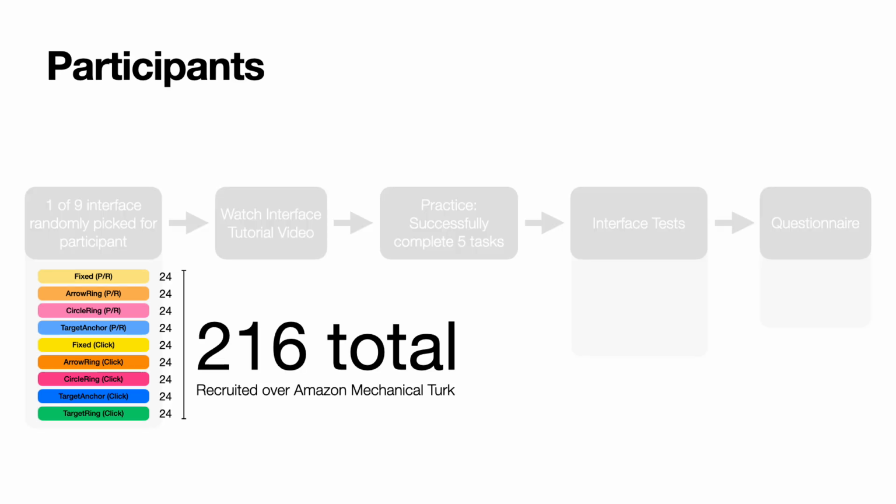We recruited a total of 216 participants. That is 24 participants per each of the 9 conditions. Our participants were recruited over Amazon Mechanical Turk and were compensated with $2. They took an average of 34 minutes to complete the study.